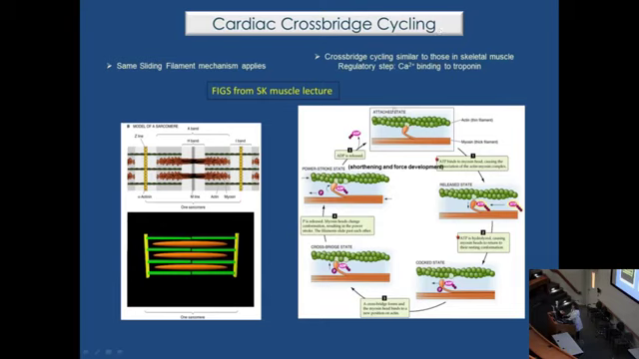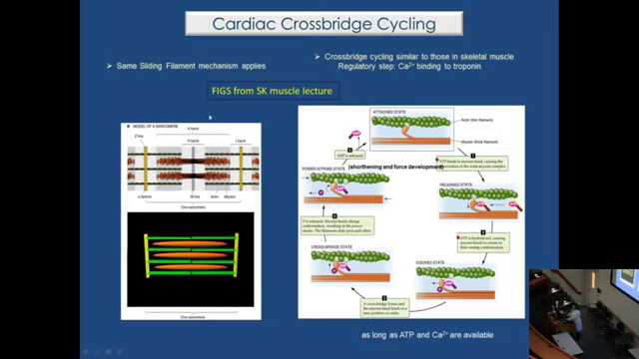Remember also this cartoon that we use in our skeletal muscle lecture? I'm not going to describe the whole cross-bridge cycling because you already know this material, but I want to remind you, or emphasize, as I did during our skeletal muscle lecture, that this cross-bridge cycling will occur as long as ATP and calcium are available, okay? And also, as is the case in skeletal muscle, the regulatory step for the cross-bridge cycling is the calcium binding to troponin, okay?